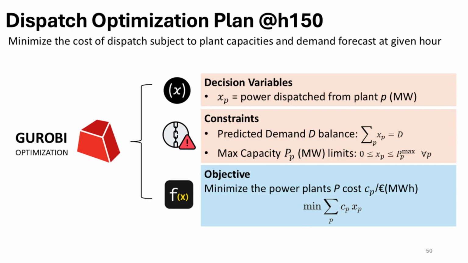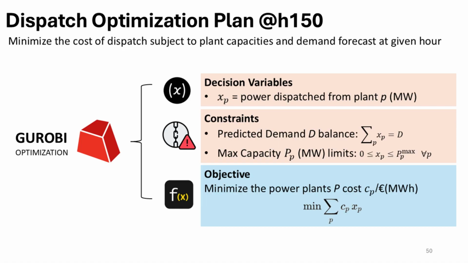Our decision variables, denoted as x_p, represent the specific amount of power in megawatts dispatched from each plant p in our portfolio. These are the knobs the optimizer will turn to find the best possible solution. As we defined in our data description, p represents our coal, gas, and solar facilities.